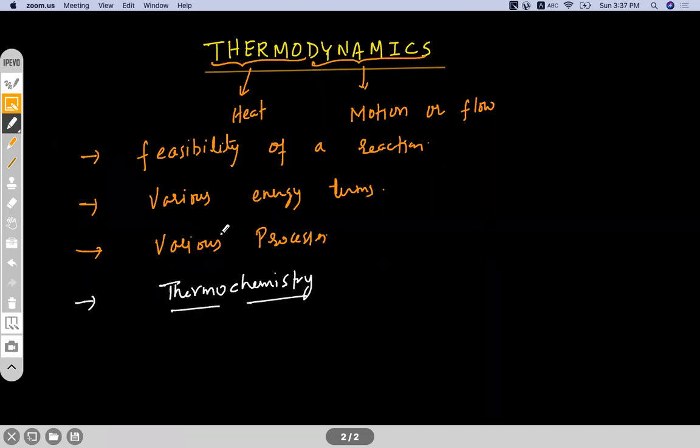Okay, so one is thermodynamics, which deals with all these three things, and the second part is thermochemistry. First, we'll finish this and then we'll move on to the second part of it. Okay.